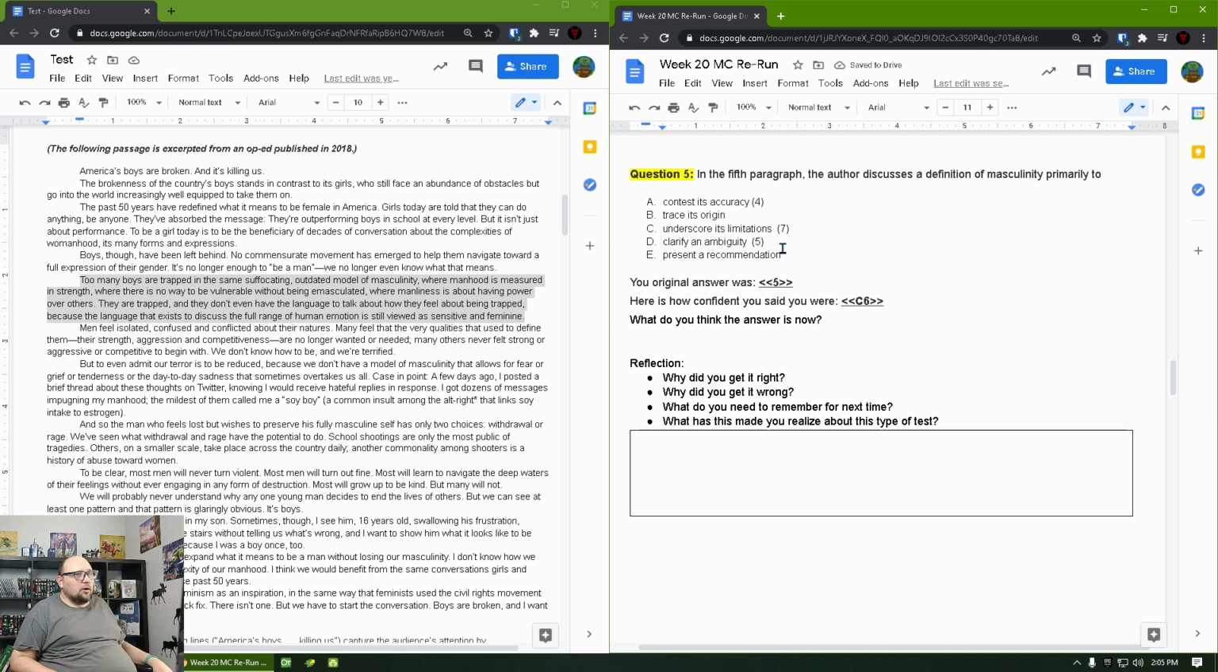And the reason that is wrong, to trace the origins of something means to go back to where it started. So if he was tracing the origins of this definition of masculinity, because that's what the question asks about, we would see something like, oh, this idea of men having to be strong started back with the ancient Greeks, or it started when so-and-so first wrote the book. He doesn't talk about where it came from originally, which means he's not tracing its origin. And in this paragraph, he doesn't do it.